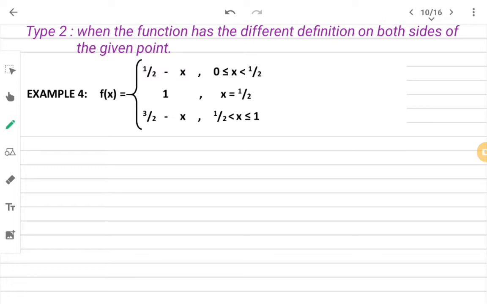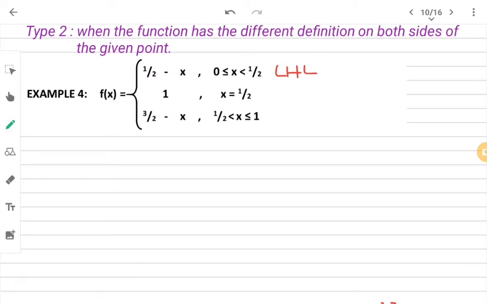Left hand side means what? It is less than. Which value is less than? Here x is equal to 1 by 2. So the points less than 1 by 2 come under the left hand limit. Here x is greater than or equal to 0 and x is less than 1 by 2. Therefore it is the left hand limit. This one is the left hand side.